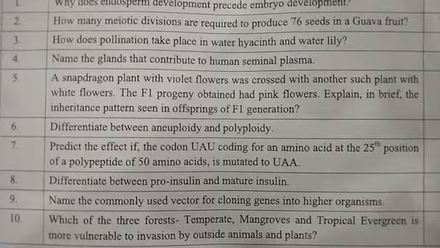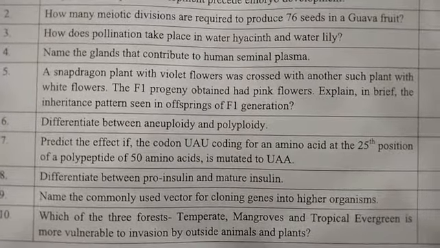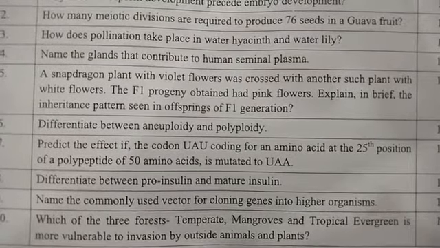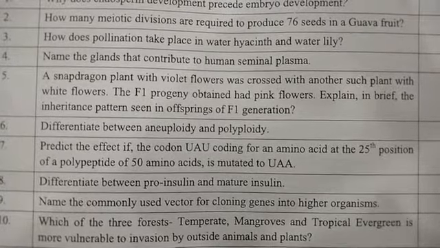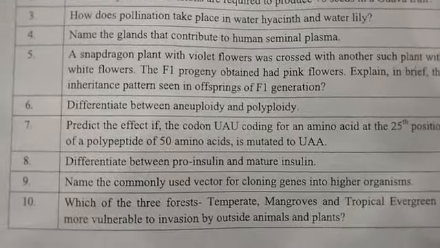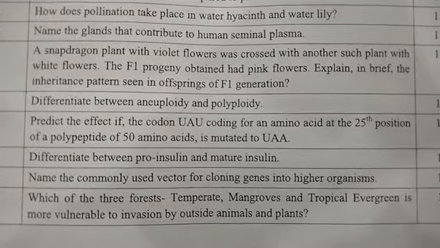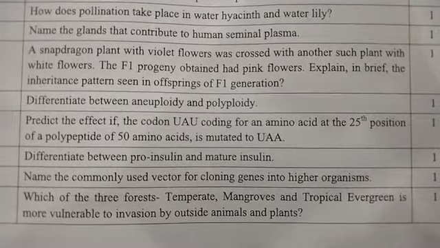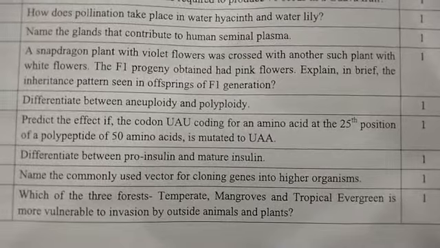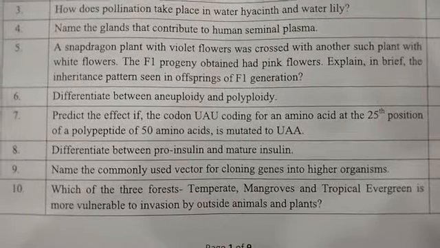And fifth is, a snapdragon plant with violet flowers was crossed with another such plant with white flowers. The F1 progeny obtained had pink flowers. Explain in brief the inheritance pattern seen in offsprings of F1 generation. Sixth is, differentiate between aneuploidy and polyploidy. Seventh, predict the effect if the codon UAU, coding for an amino acid at the 25th position of a polypeptide of 50 amino acids, is mutated to UAA.